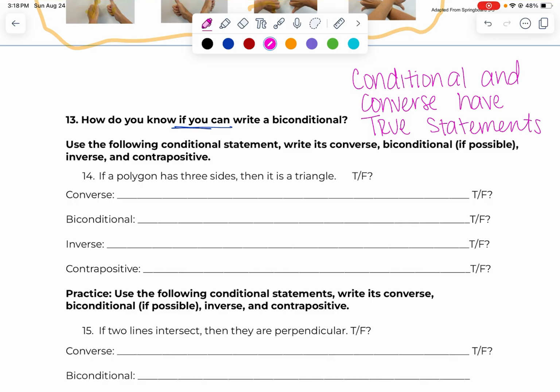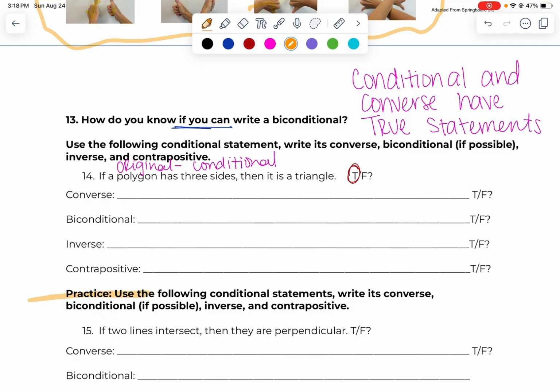All right. Now, number 14, that's going to be our last question together because that next section is your practice. So use the following conditional statement to write converse, biconditional if it's possible, inverse, and contrapositive. So remember, it gives you the original, which is the conditional. So if a polygon has 3 sides, then it is a triangle. Is that true or is it false? That statement is true.